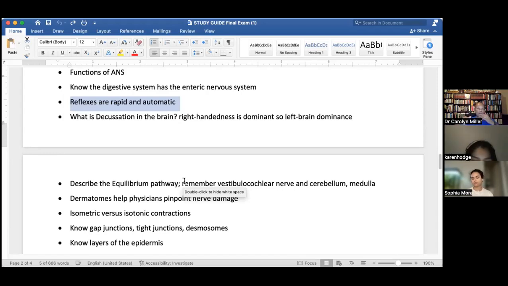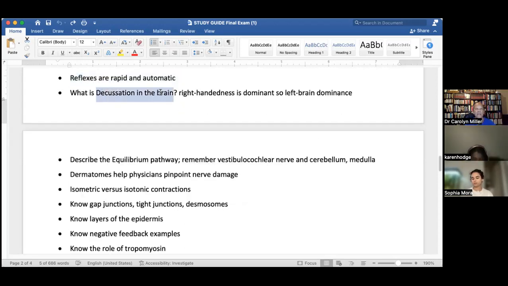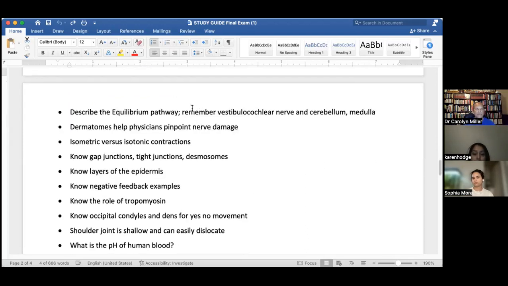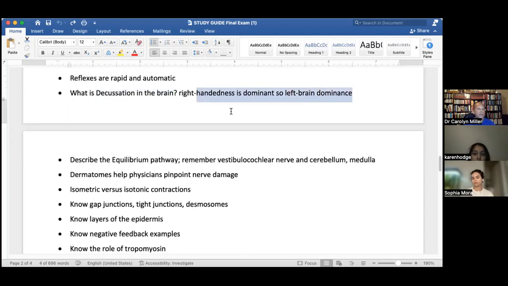The knee-jerk reflex that we do, the withdrawal reflex, the cross-extensor reflex, all those are rapid and they are automatic. They occur automatically. Decussation is crossing over. Therefore, since most of us are right-handed, we are left brain dominant.